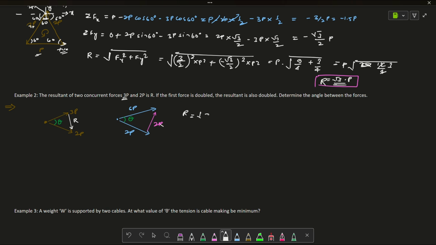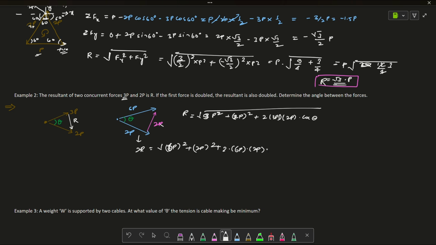Using the formula from the triangle, R square equals (3P) square, I mean 9P square, plus (2P) whole square, plus 2 into 3P into 2P into cos theta. Theta is the angle between them. Now for this case we will write (2R) square equal to (3P) whole square plus (2P) whole square plus 2 into 6P into 2P into cos theta. I'm just following the formulas, and we will equate both of them.